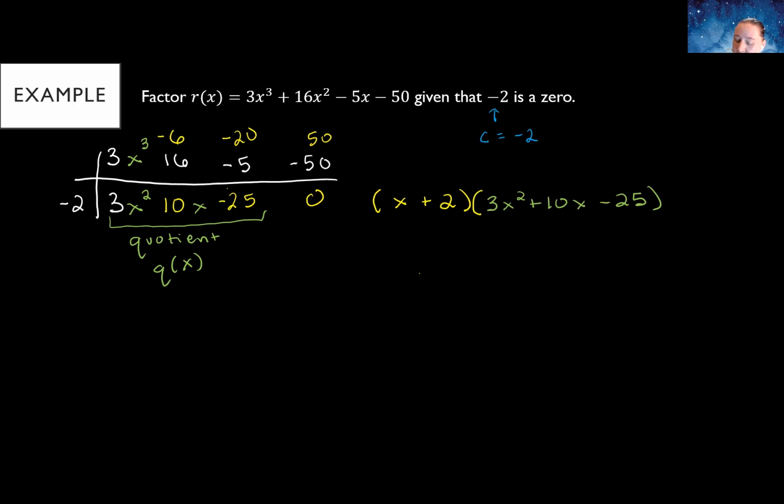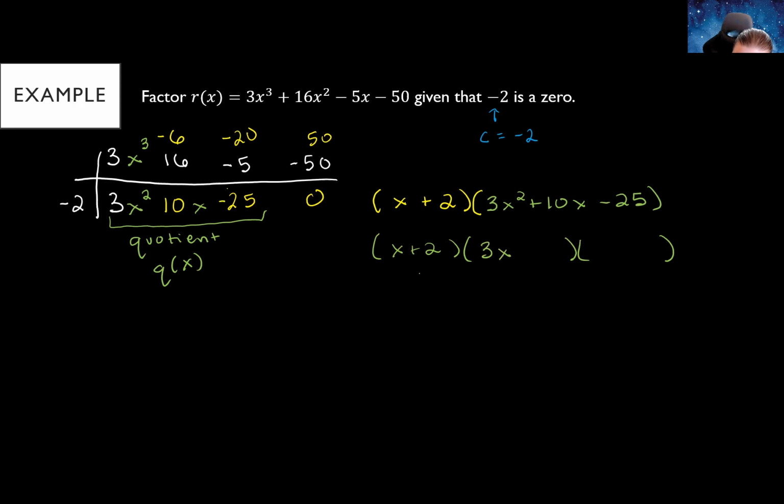So we have just factored this, knowing that -2 is a 0. We were able now to factor out an x plus 2, and then we found out what was left over when we divided that out. We got the quotient, 3x squared plus 10x minus 25. But when we want to completely factor this, we now need to factor the quadratic that we have. So we still have x plus 2, but now we need to factor this quadratic.